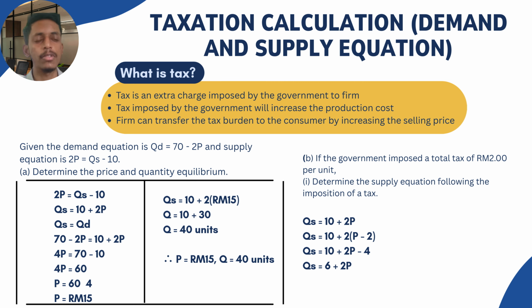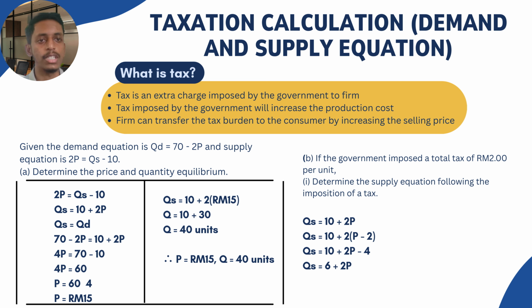On the next slide, we are looking at the taxation calculation. So we move from the graph to actual math. We are going to calculate exactly how tax changes the market equations. Before that, we look at what a tax is. It is an extra charge imposed by the government on firms. This tax increases the cost of production for a firm. The result: the firm will try to transfer the burden to the consumer by increasing the selling price.